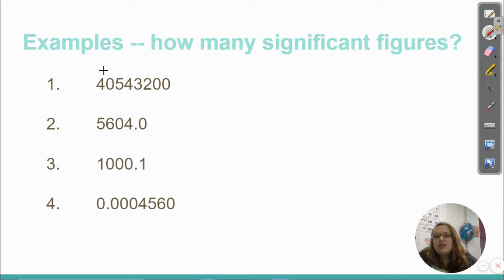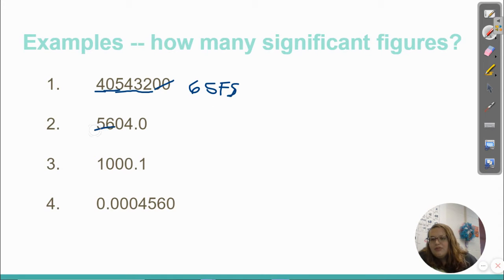So remember, anything that's not a 0 is automatically significant. So this 4 we know is significant. These 5, 4, 3, and 2 are significant. Zeros between two significant digits are also significant, but these trailing zeros are not. So we have 1, 2, 3, 4, 5, 6 significant figures. So 6, and I'm just going to write S, Fs. There we go. All right.